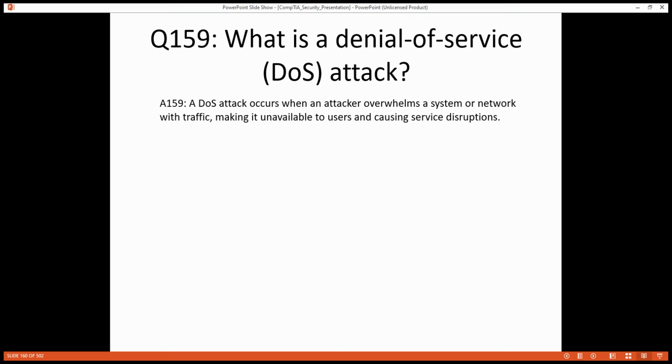Q159. What is a denial of service, DoS, attack? A159. A DoS attack occurs when an attacker overwhelms a system or network with traffic, making it unavailable to users and causing service disruptions.